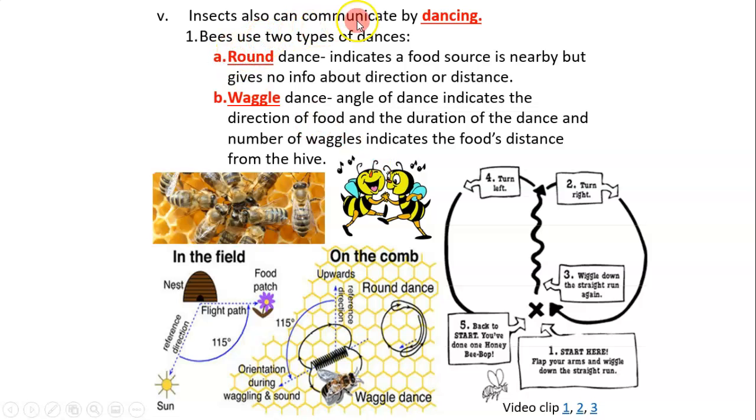Insects also use dancing to communicate. Bees have two types of dance, a round dance and a waggle dance. The round dance indicates a food source that's nearby, but it doesn't give information about direction or distance. In a waggle dance, the angle of the dance indicates the direction of the food, like south, north, west, or east, and the duration of the dance and the number of waggles indicate the food's distance.